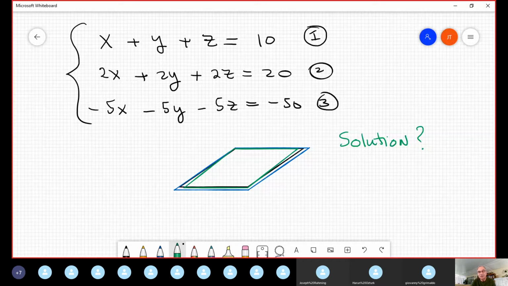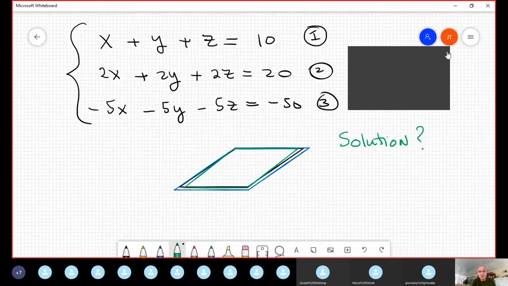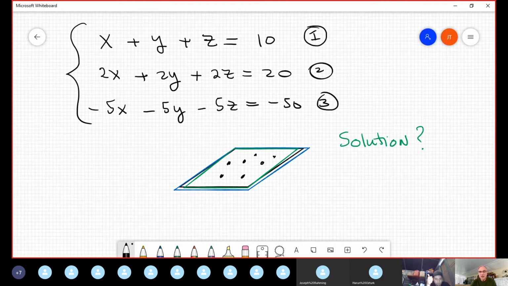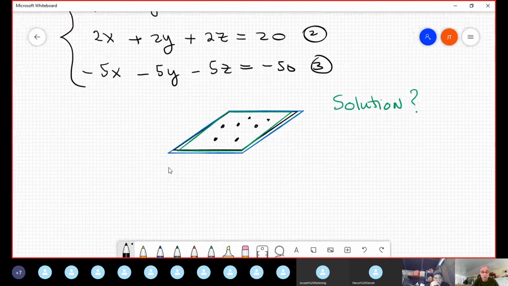Well, the answer is yes, we have a solution. Of course, we have a solution, guys. Number 1, you understand that equation 1, equation 2, and equation 3 are the same plane. And the question is, is there a solution? Yes, because there are infinitely many common points between the black, green, and blue planes. So the solution is infinitely many solutions.